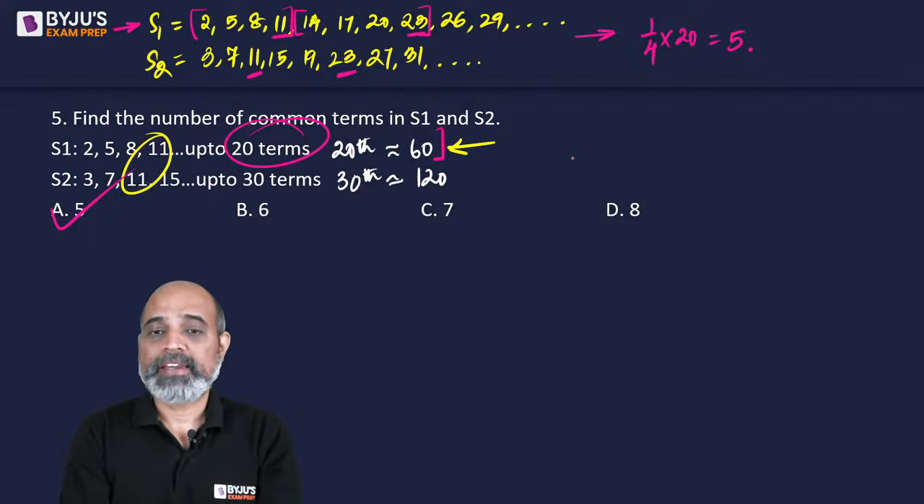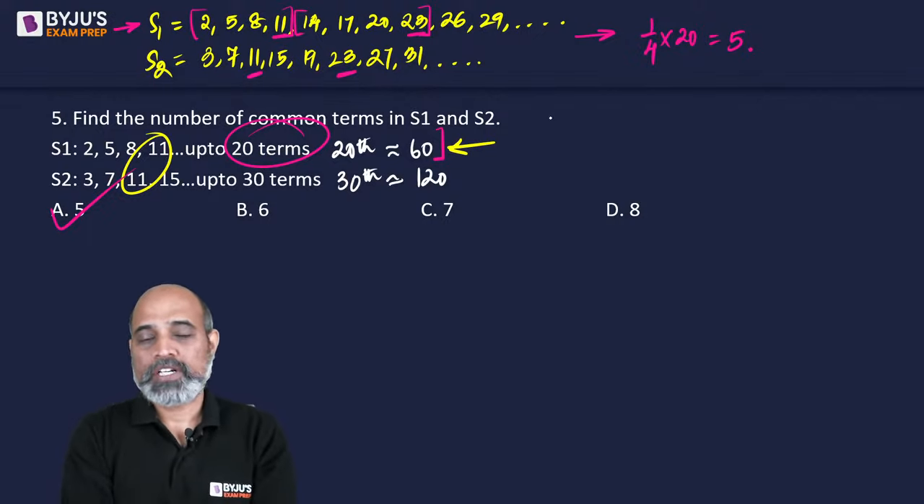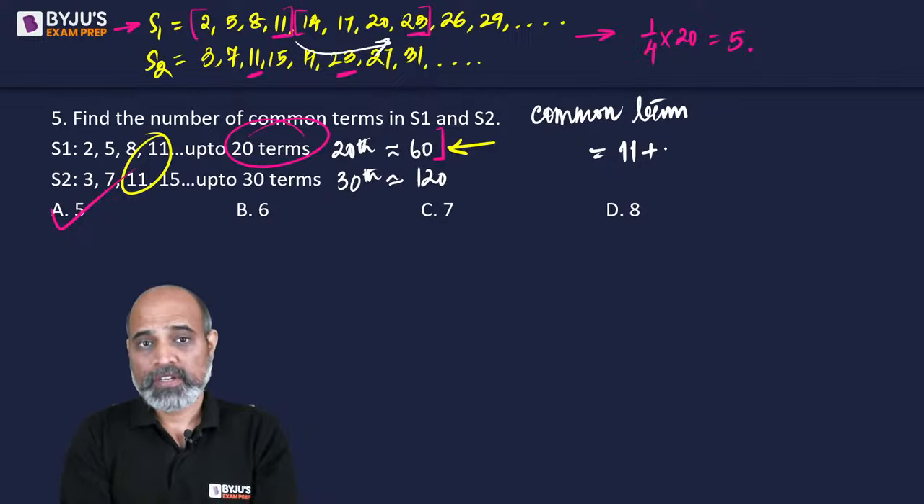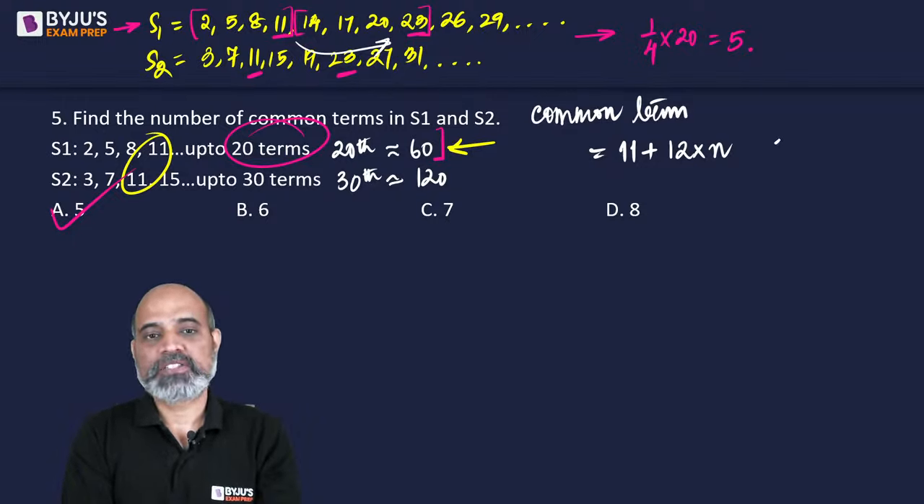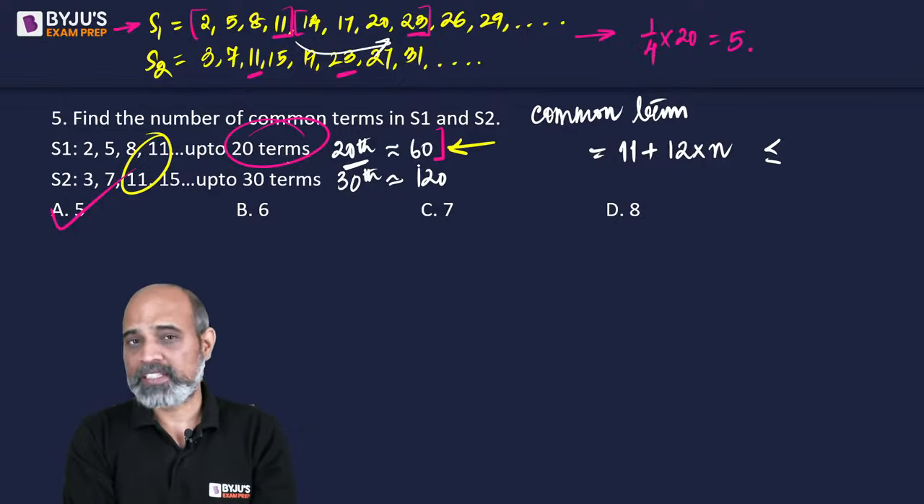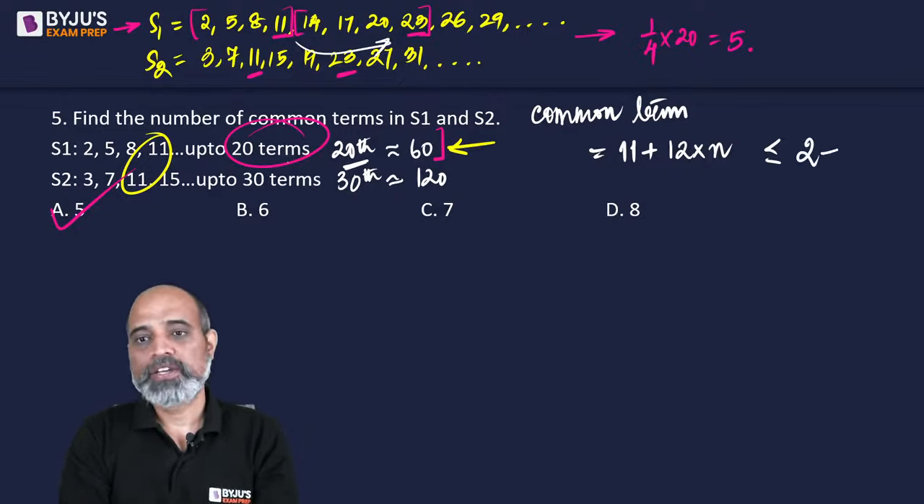The second approach being, what is the general format of the common terms? The general format of the common terms is: the first number is 11 and then there is a jump of 12, right? How many times this jump happens says that this common term is going to be less than or equal to the 20th term of the first series. Focus on the first series, the second series is way beyond it. So what will be the 20th term here? The 20th term is going to be a plus (n minus 1) into d.